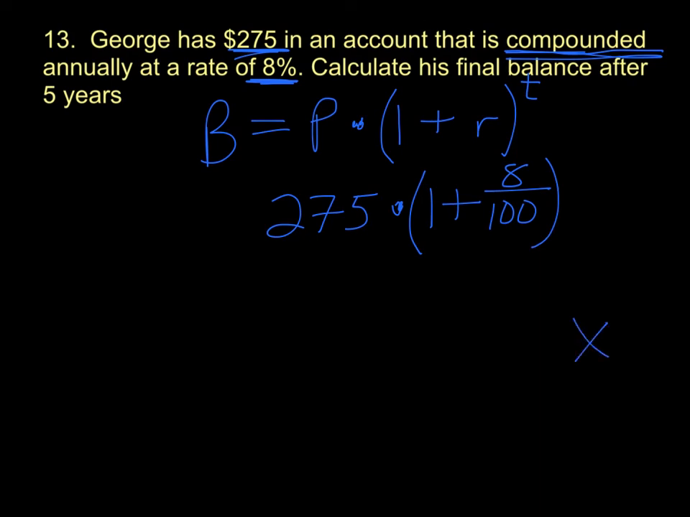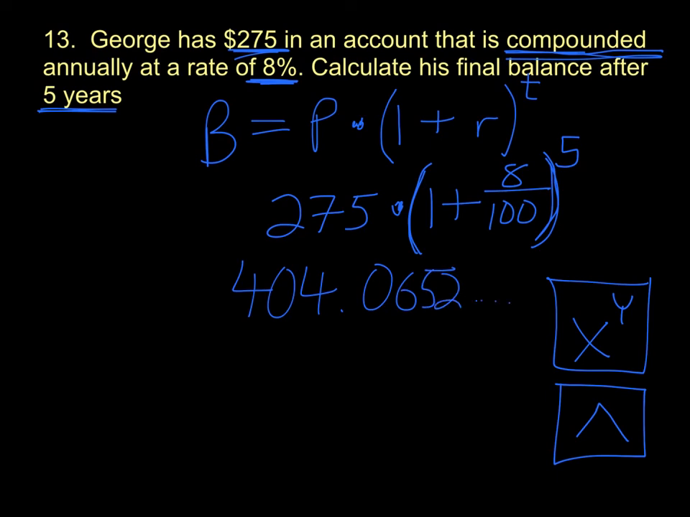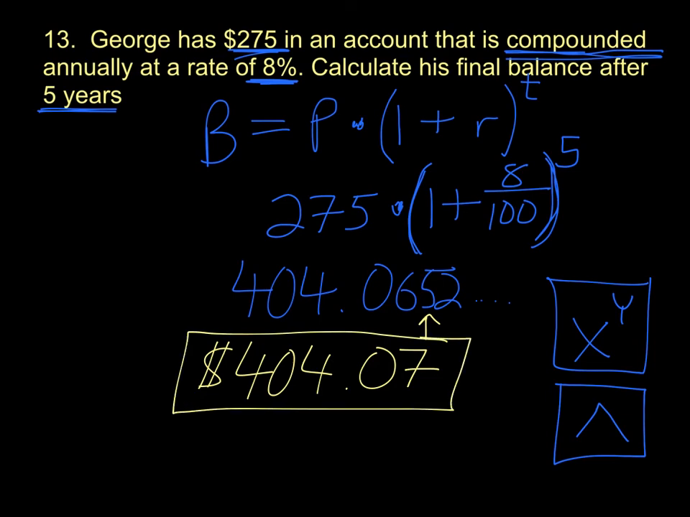And then we use either the XY button or a little hat to raise this whole thing to the power 5 years. If I plug that into my calculator, I get 404.0652 and so on. To round it to a cent, that's a little bit more than half, so I'm going to get $404.07. If you wrote it down as 7 cents on the test, I would still mark that correct.